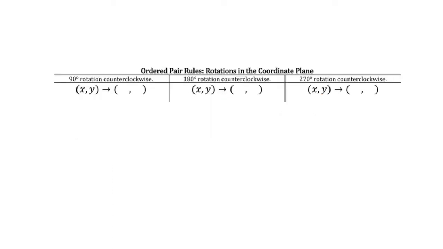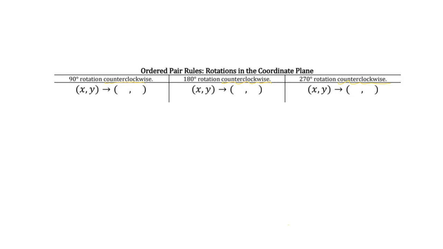All right, so what are the rules? Well, a 90-degree rotation counterclockwise. When we do these, what we're going to do is think counterclockwise. So if I tell you to do a 90-degree rotation, you're going to do it counterclockwise, unless I specify other words.